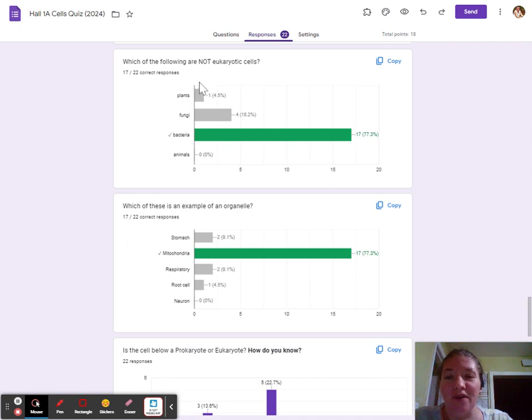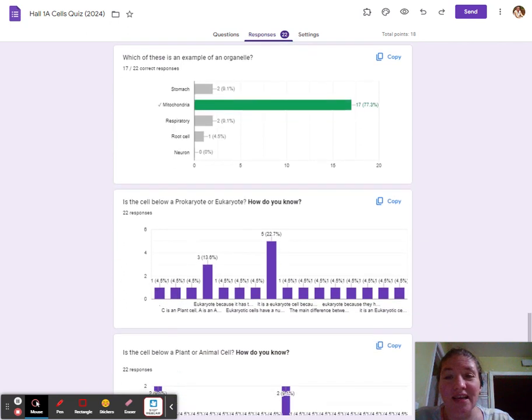All right, which of the following is not a eukaryotic cell? That is our bacteria. Those are the only ones that are not eukaryotic. All the rest have organelles. Which is the example of an organelle? That was our mitochondria. Our stomach is an example of an organ. Respiratory is an example of a system. And a root cell is a type of cell, not the organelle.